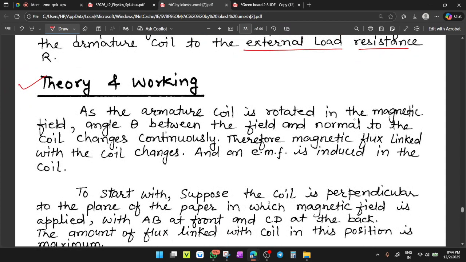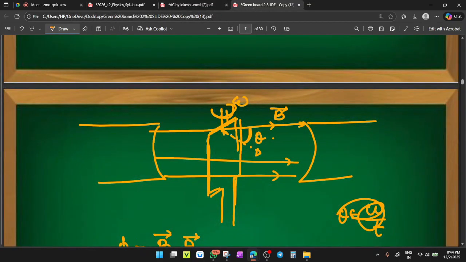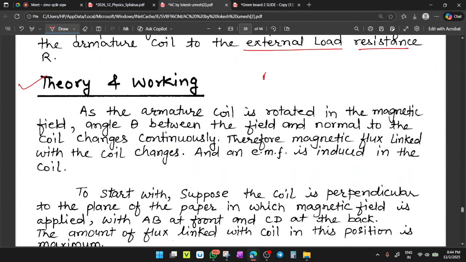As the armature coil is rotated in the magnetic field, the angle theta between the field and the normal to the coil changes continuously. Therefore, the magnetic flux linked with the coil changes and an EMF is induced in the coil. Here you see the angle theta between the magnetic lines of force and the area vector. This angle changes, so with the formula phi = BA cos theta, the flux also changes. So by d phi by dt, EMF will be produced in the coil.